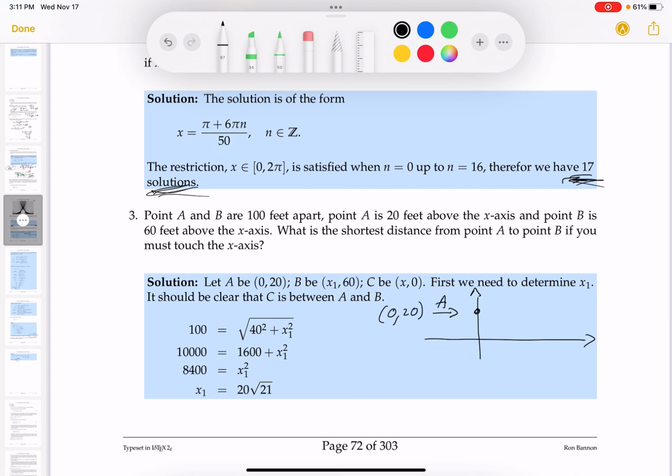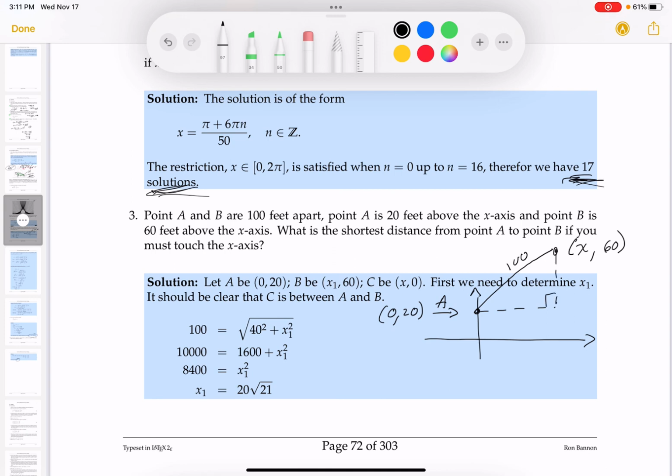And then they say point B is 60 feet above the x-axis. So I'm going to put this over here and say this is 60 feet above. I just don't know what the x is at this point. And then what they said is the distance between those 2 points is 100. All right. You know what? I don't know what this is. I'm going to call it x. And I'm going to say it's kind of a simple formula for that. But I got to figure that out.